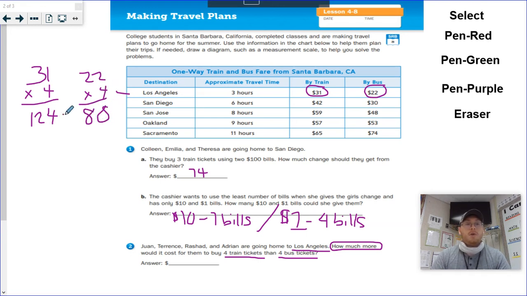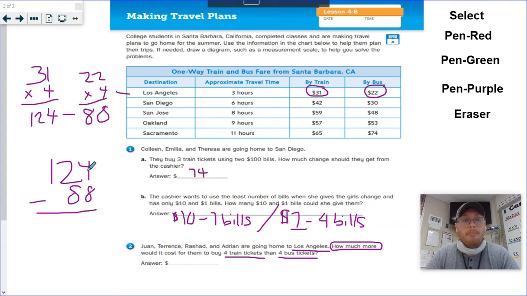Again, I take these 2 and I subtract them. So 124 minus 88. I can't take 8 from 4, but I can borrow from this 2 to make it 1. This 4 becomes a 14. Okay, 14 minus 8. Oh, man, that's a tough problem in my head. So 14, 13, 12, 11, 10, 9, 8. Okay, so it would be 6.